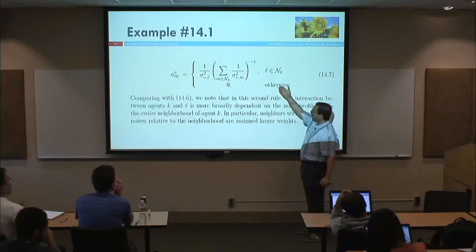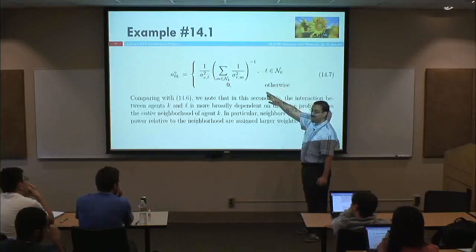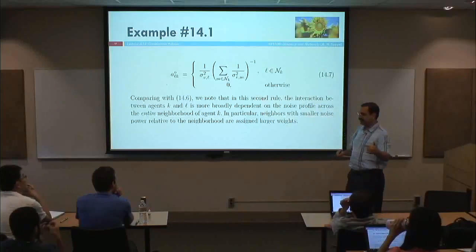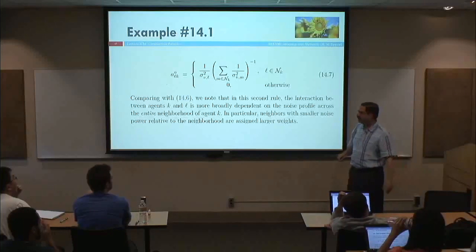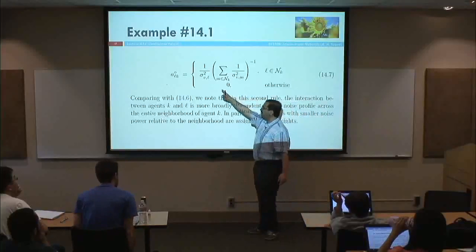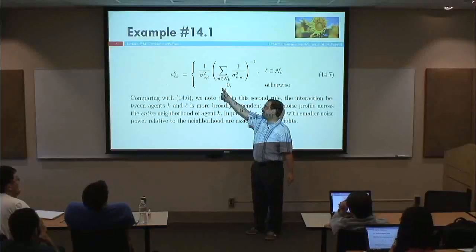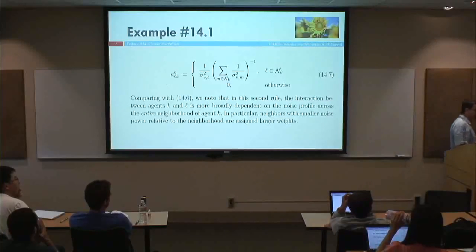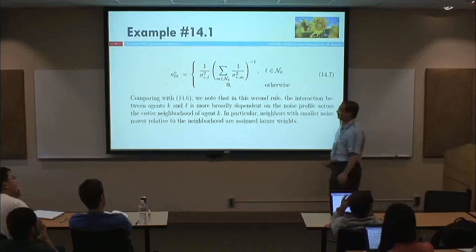When I do that, I will arrive at a different choice for A, and this is the choice. So the degrees are not there anymore. To assign the weight to our interaction, I just need to know his noise power relative to the neighborhood noise power. And this is intuitive. The smaller his noise, the bigger the weight I'm going to give him. That's what this is saying. So this is another rule, but still, in this rule, I also need to know what the noise power is.